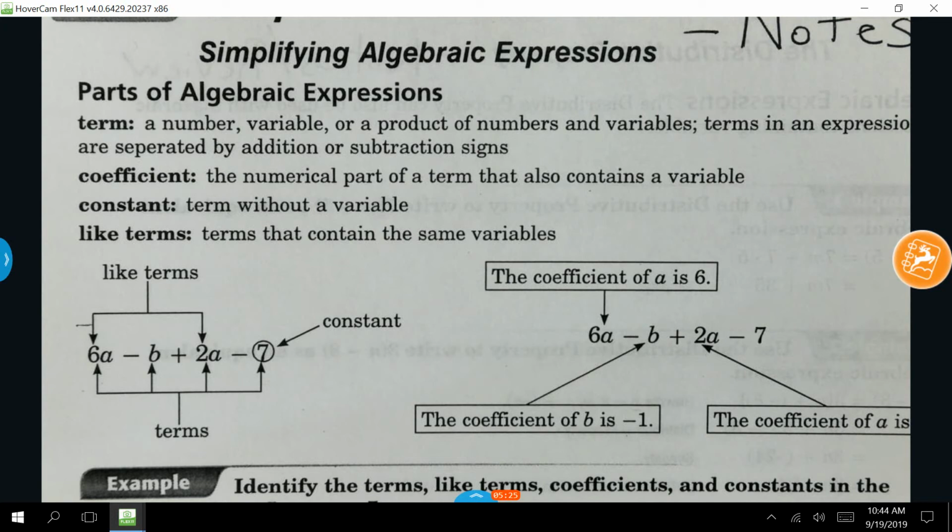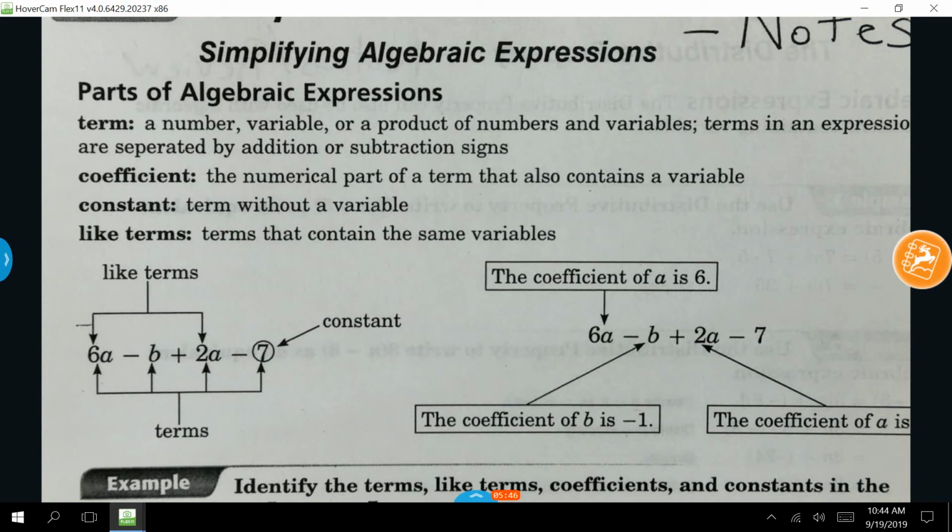The constant. Well, first of all, what's a variable? It's something that can vary, right? A could be 2, A could be -6. A constant can't change. It's constant. It's not going to change. So your constant is your plain old number. It's just the term without the variable, just a number. So your constant here is -7.